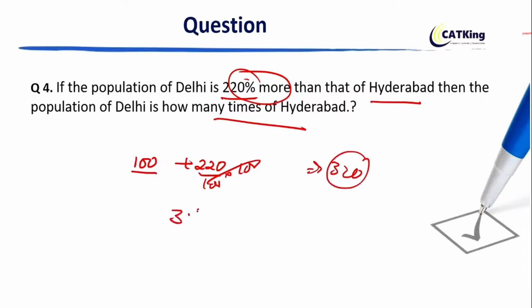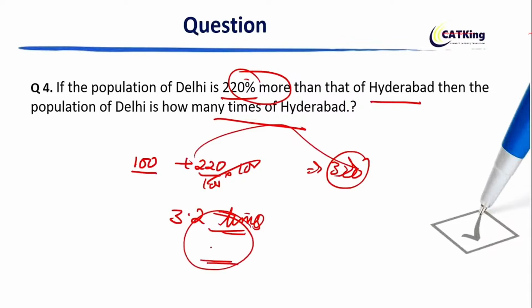Hence it is 3.2 times. Got it? It was 100, it became 320, hence it becomes 3.2 times. So that is the point. At the first glance, many of you will reply the answer as 2.2, which is wrong. So please pay attention to this.